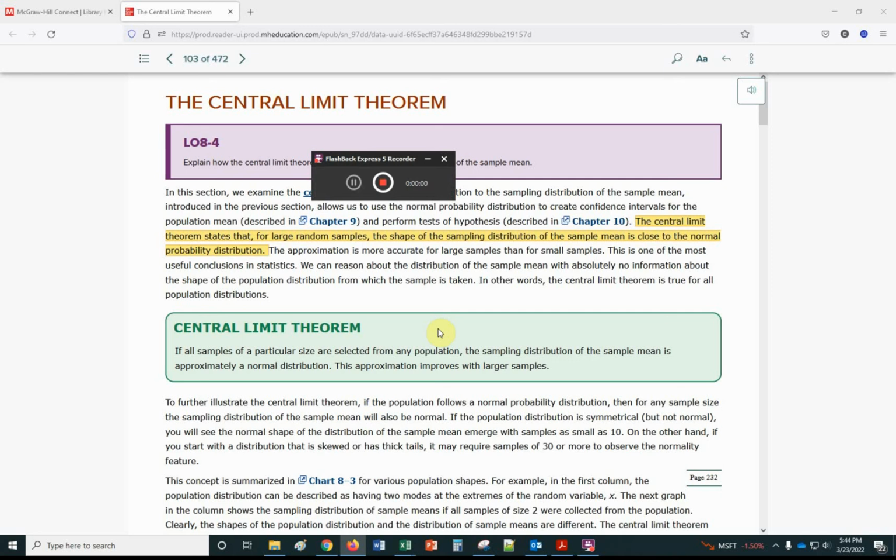Is Business Administration 2843 Business Statistics, and this is Chapter 8, Learning Objectives 4 and 5.